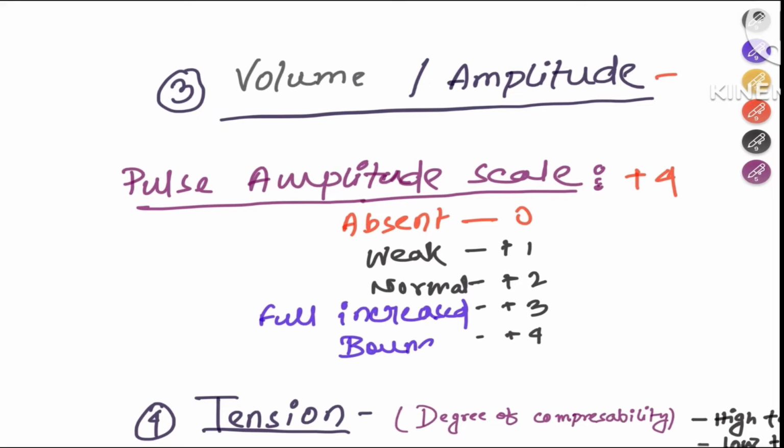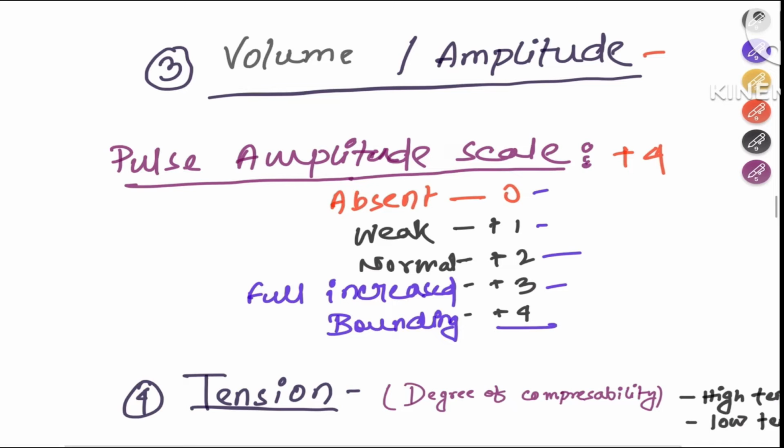Bounding. If the artery is bounding, we will give +4. If it is full and increased, a little less, it is +3. Normal means +2, and +1 means it is weak. We can detect the pulse, but it's very weak. But if the pulse is absent, we will give 0. That is the pulse amplitude scale, so that we can understand the volume, how much expansion of the artery is occurring.